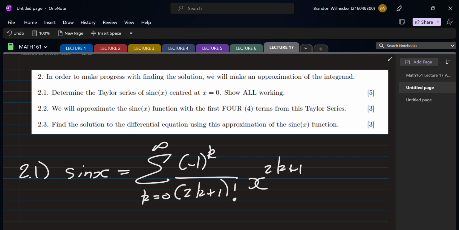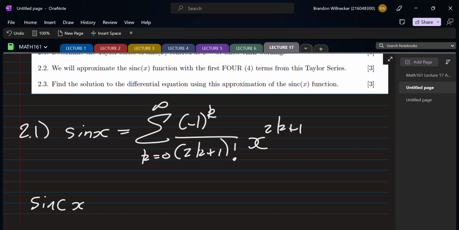We did that, I think, once in the tutorial. There was something like this, and then we did this a couple times in class with the sine function, and then we did a similar thing with the cos function. So you should know what they are by now. But that's sine x, we wanted the sinc x, so we need to divide by x.